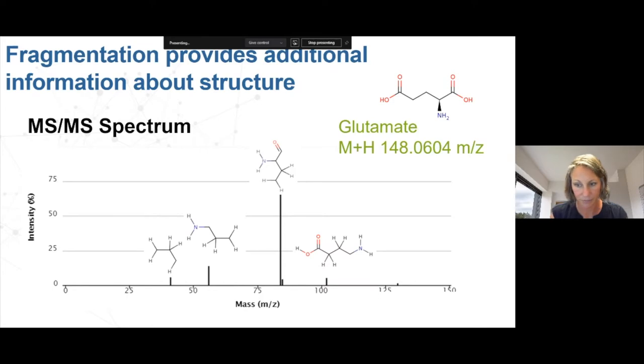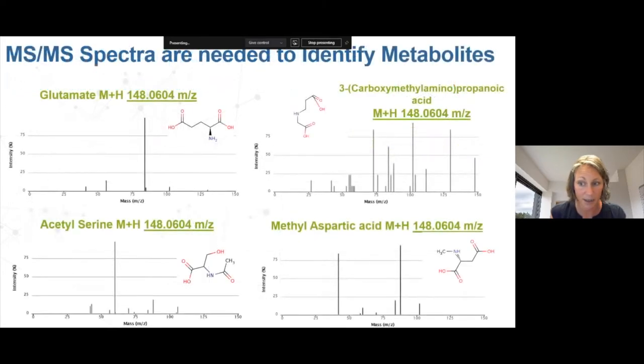This is super important when we're talking about metabolites, where we can have multiple molecules that have the exact same molecular formula but very different chemical structures. However, since they have different structures, their fragmentation patterns are going to be unique, and this type of data can help us distinguish between them. Here we're showing glutamate again, and three other molecules that have the exact same molecular formula and the exact same m/z value, but their fragmentation patterns are very different. So we can tell the difference between them in our data.